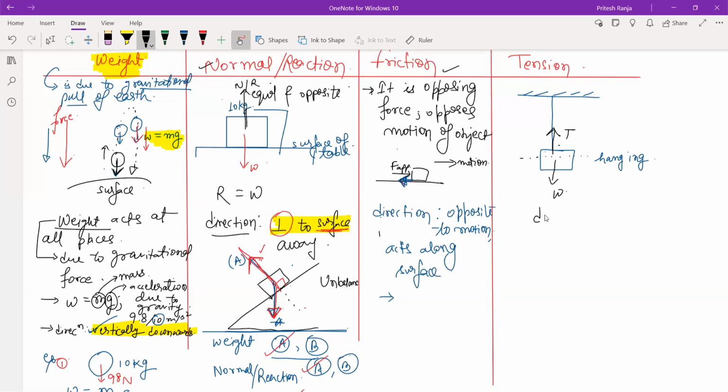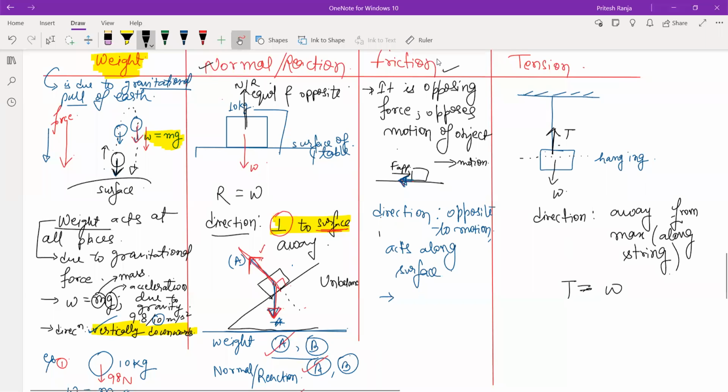So what is the direction of tension? Away from the mass. Here is the mass, away from the mass. Away from the mass can be this side, or this side, but write down: away from the mass, along the rope or string. So in this case, my question is, can I say T is equal to W? How many of you agree that I can say T is equal to W?